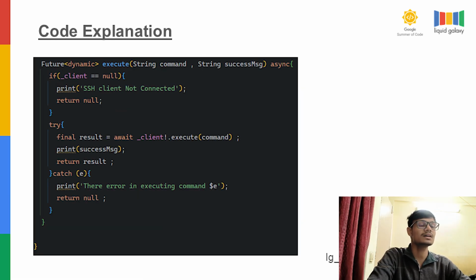Now we have the other function, the execute function. Once the connection is set up, this method allows the app to execute commands remotely on the Liquid Galaxy master node. This is the foundation for sending KML files, navigation commands, and other control instructions. This is all about the LG service.dart file.